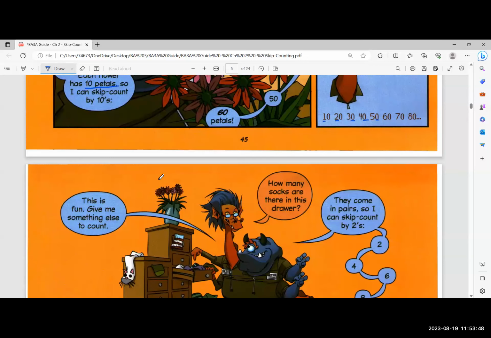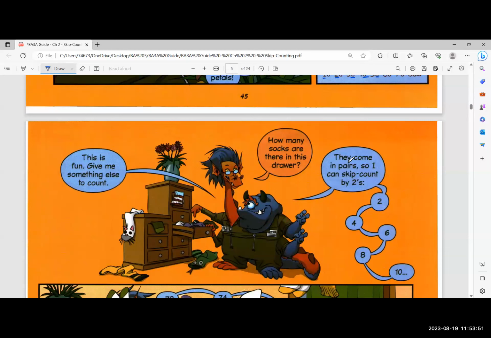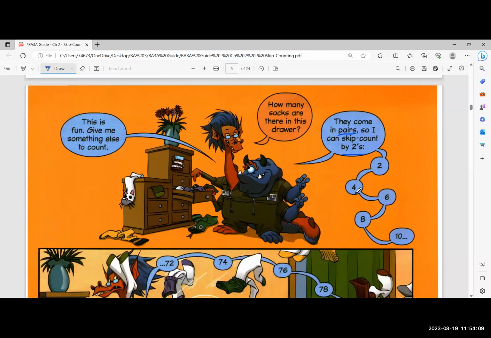This is fun. Give me something else to count. How many socks are there in this drawer? They come in pairs. So what does it mean to come in pairs? Pairs means two, right? So we can skip count by twos. So 2, 4, 6, 8, 10. And keep in mind, we add the same amount each time. So we add two each time. We always add the same amount each time. You see that we added two here, added two here, and then we got to 10. Let's skip some of it.